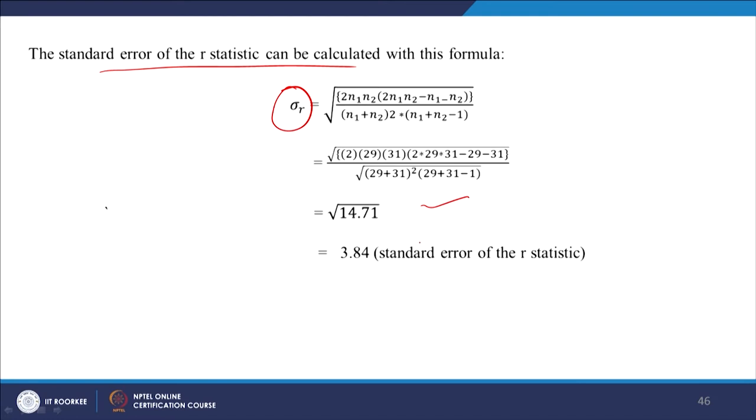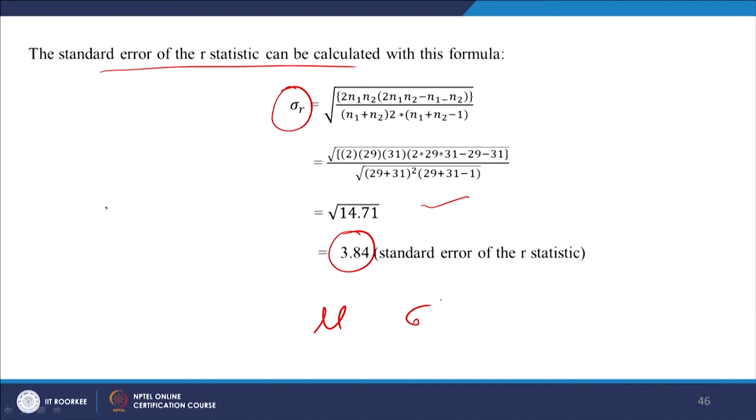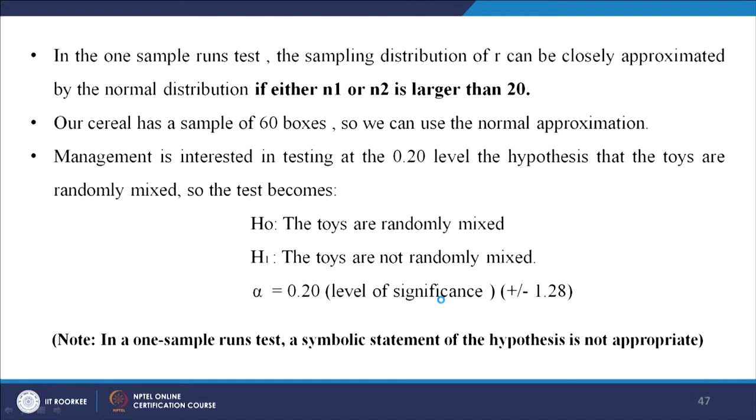So, this gives 14.71, or is equal to 3.84. So, we have our mu, we have our standard error. So, can we calculate the z? No, yeah, let us see, let us go by it.